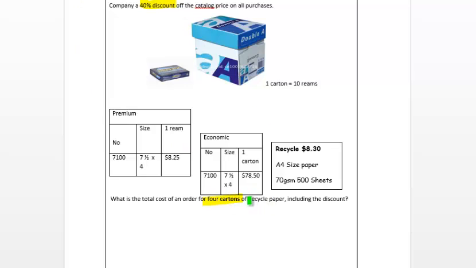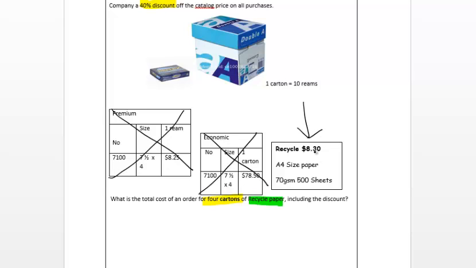Oh, recycled paper now, including the discount. Okay, so now the question wants us to find out the price of 4 cartons of recycled paper including the discount. So now I will need to cancel off premium, since the question does not want me to find out about the premium and the economic paper. So I will just focus on the recycled.